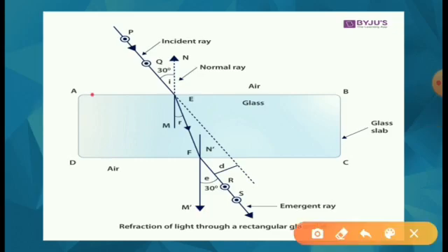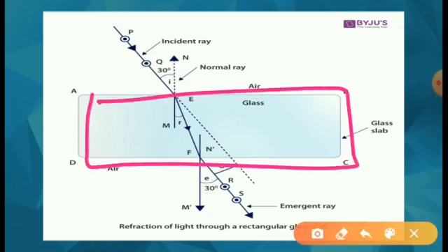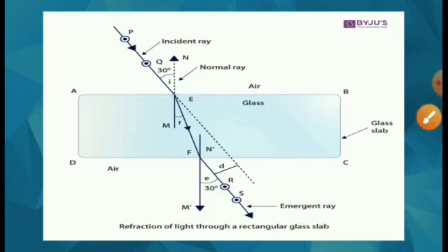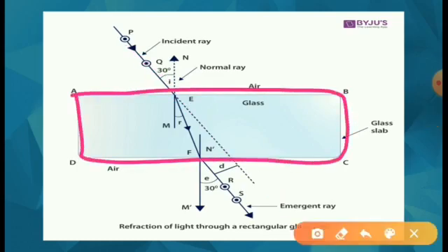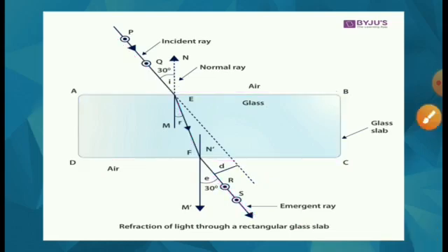If this glass slab had not been placed here, then what would have happened is the ray of light would have passed in this direction directly. But you have placed the glass slab here, that's why the ray of light from this point gets refracted, and from this point it again gets refracted. So it changes its direction, that you can see from the picture clearly.